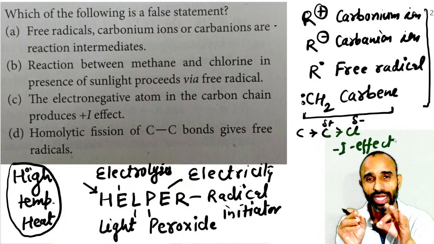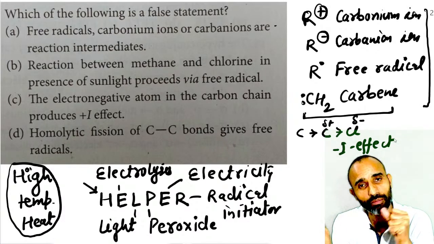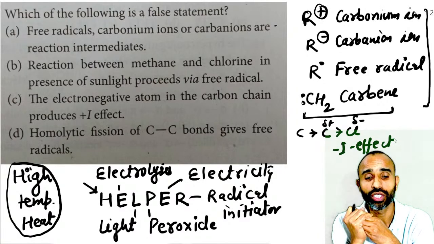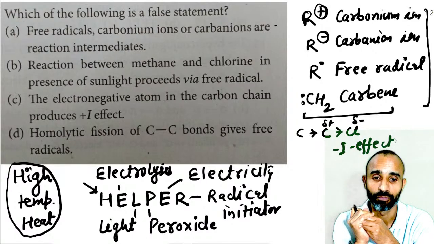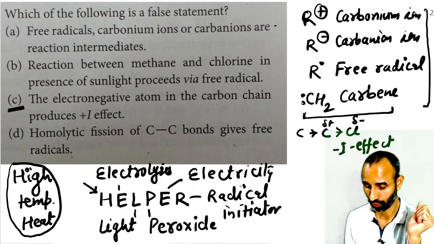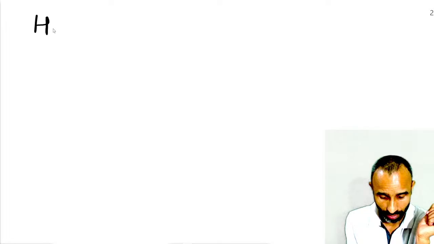Minus means electron withdrawing effect, plus means electron releasing effect. Now, homolytic fission of carbon-carbon bonds gives free radicals. True, sir. So that means only option C is false.